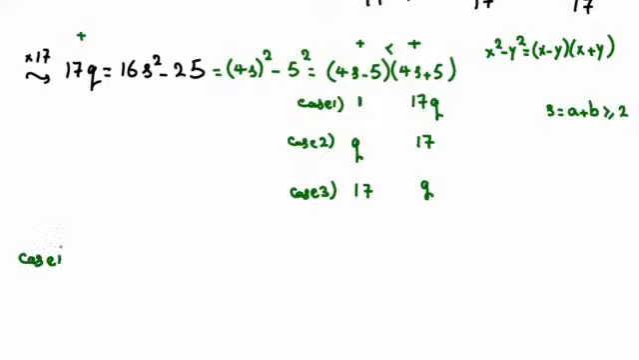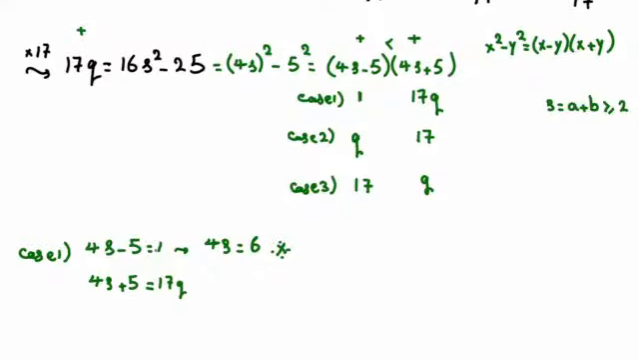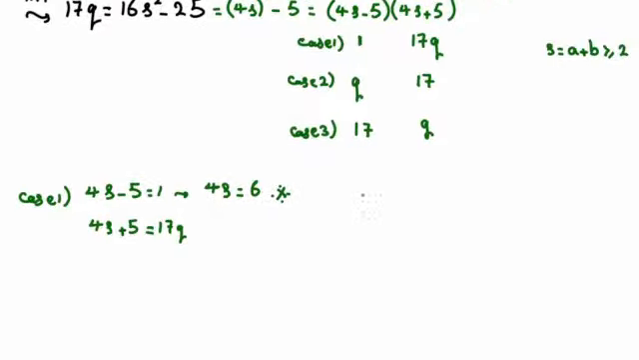In case 1, 4s minus 5 is 1, and 4s plus 5 is 17q. From the number, you can find s. So 4s, we add 5, is 5 plus 1, 6. It's a contradiction because 6 is not a multiple of 4.